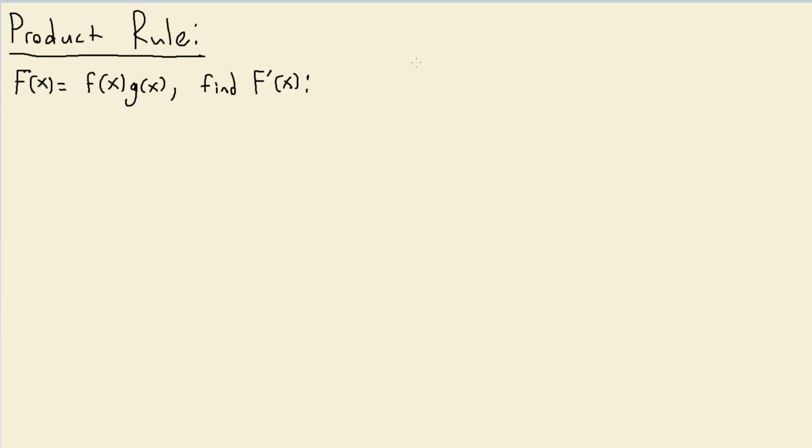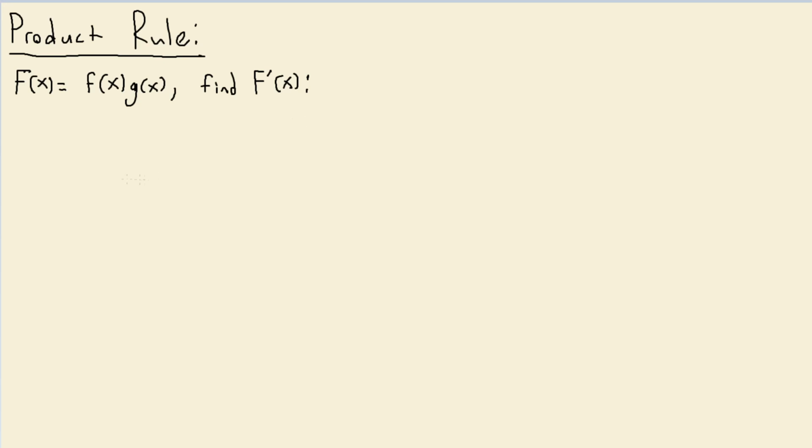Let's talk about the product rule. Here I've denoted capital F of x as our parent function, and that's going to equal the product of two smaller functions, or not necessarily smaller, but two other functions. We have f of x and g of x, lowercase for both of those. And we're trying to figure out what the derivative of this expression might be.